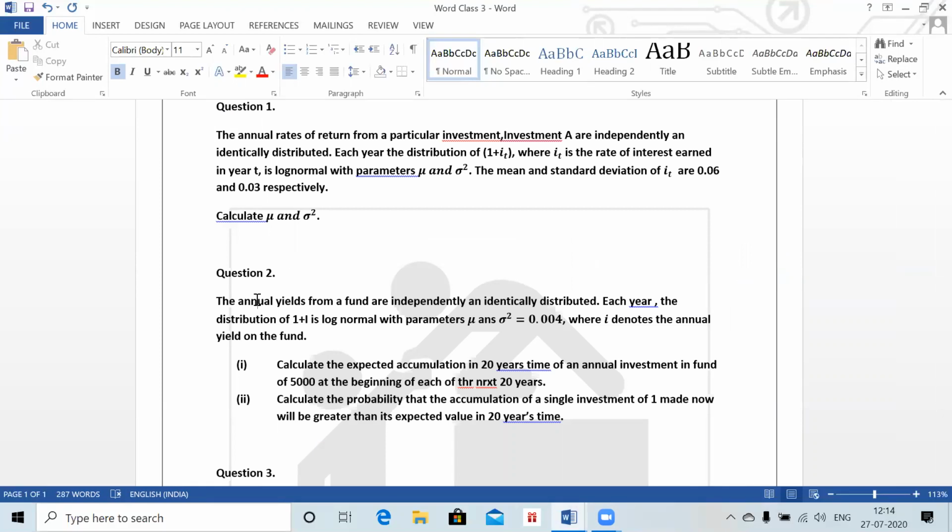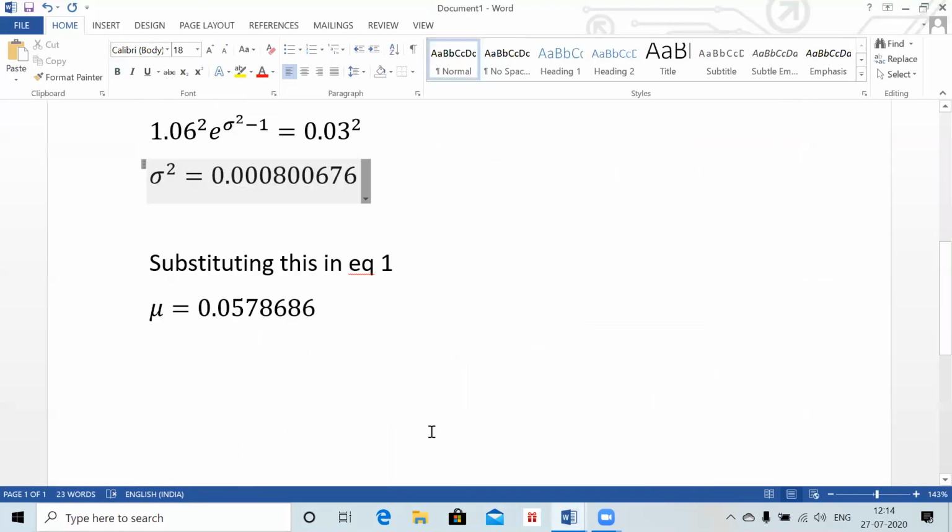The annual yields from a fund are independently and identically distributed. Each year, the distribution of 1 plus I is log normal with parameters mu equal to 0.05 and sigma square equal to 0.004, where I denotes the annual yield on the fund. Calculate the expected accumulation in 20 years time of an annual investment in the fund of 5,000 at the beginning of each of the next 20 years.